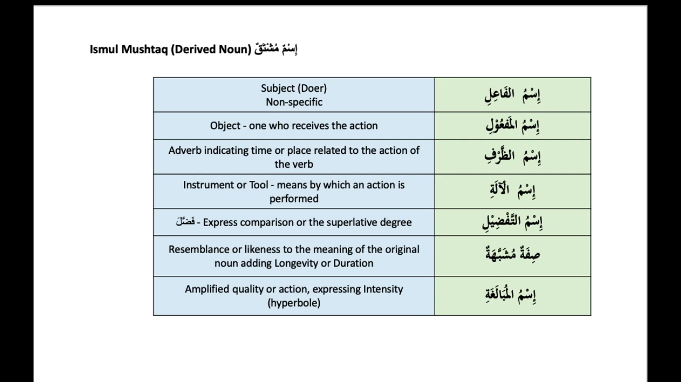Now we are going to look at something very, very important. We need to learn the 7 types of Ismul Mushtaq. We need to know the ins and outs of these different forms of Ismul Mushtaq and how they differ from each other. We need to know them in this order: Ismul Fa'il, Ismul Maf'ul, Ismul Zarf, Ismul Ala. These 4 first. Then the other 3: Ismul Tafdil, Sifatun Mushabbaha, Ismul Mubalagha.